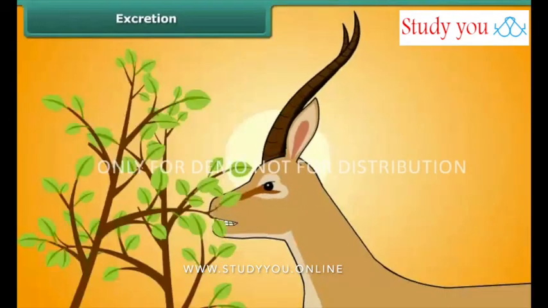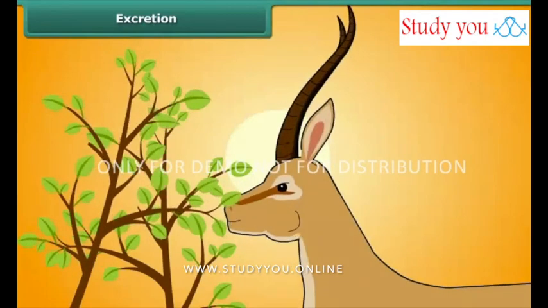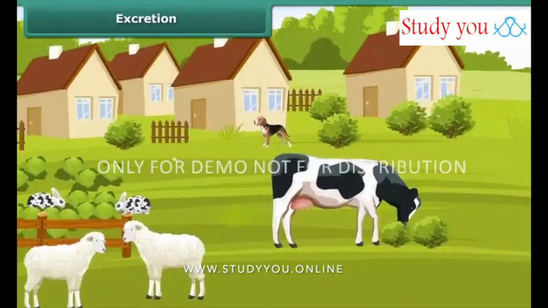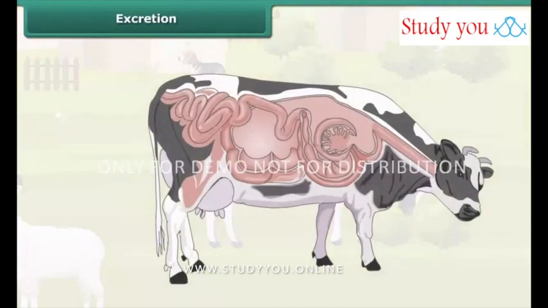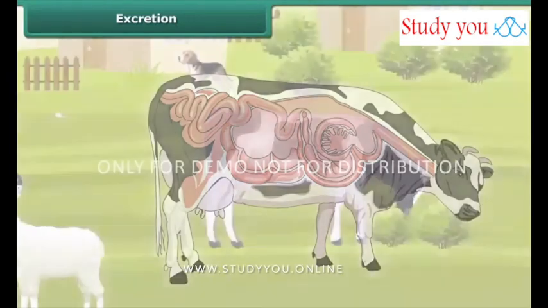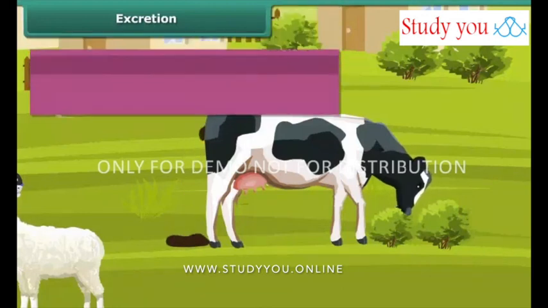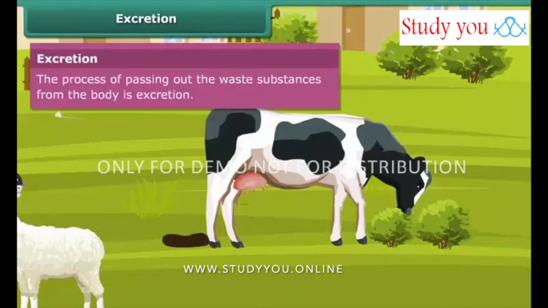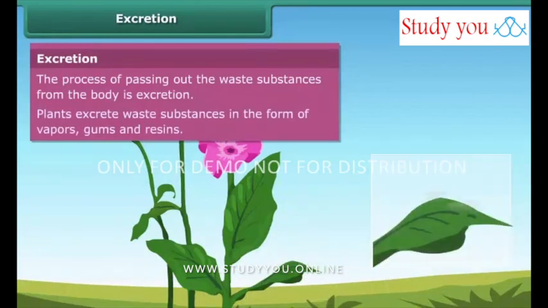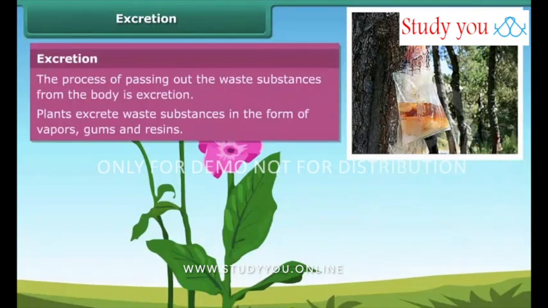Animals require food for growth and development. However, during the process of digestion, many waste materials are produced in the body which does not provide any nourishment to the body. Therefore, they are excreted out from the body. The process of passing out the waste substances from the body is excretion. Plants excrete waste substances in the form of vapors, gums, and resins.